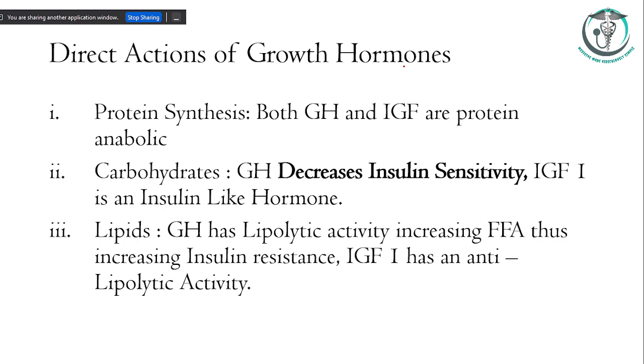Protein synthesis: both growth hormone and its derivative IGF-1 cause protein anabolism, meaning synthesis of protein. Carbohydrates: growth hormone decreases insulin sensitivity, meaning it promotes gluconeogenesis instead of glycolysis. Gluconeogenesis is promoted because glycolysis means you have to take up glucose, but growth hormone decreases the sensitivity of insulin. When you decrease the sensitivity of insulin, you are doing the opposite.